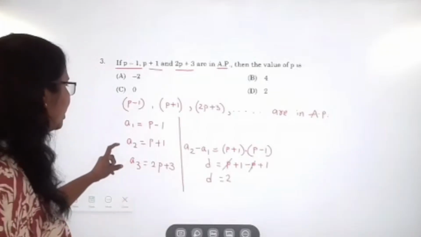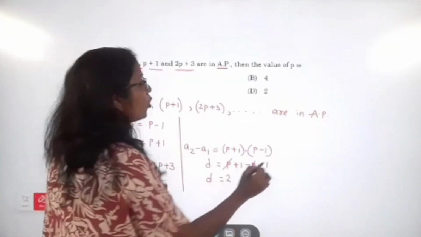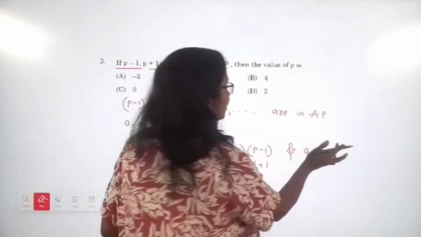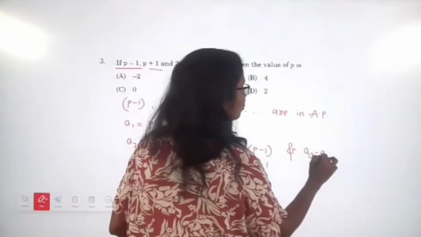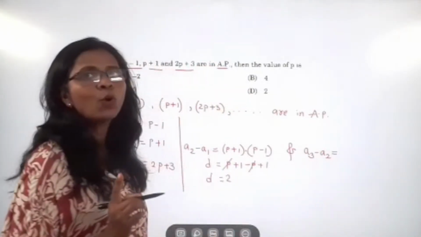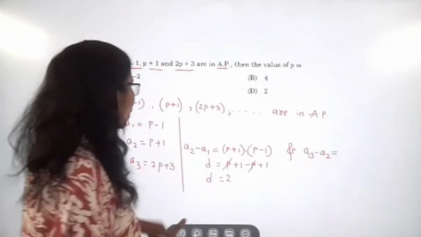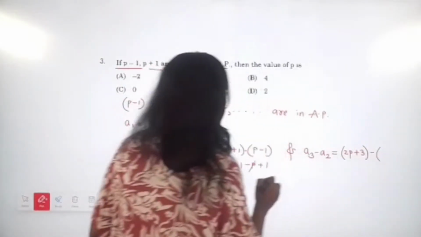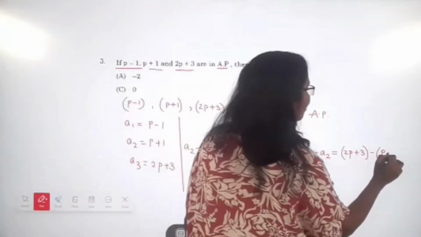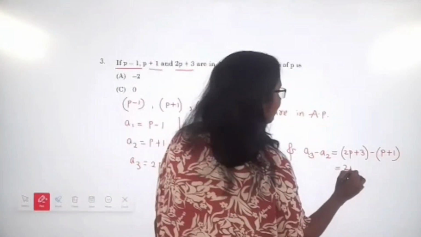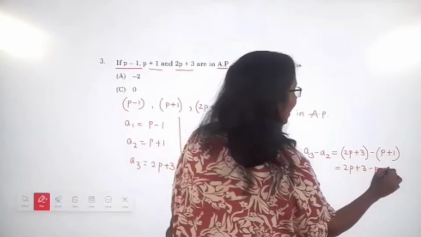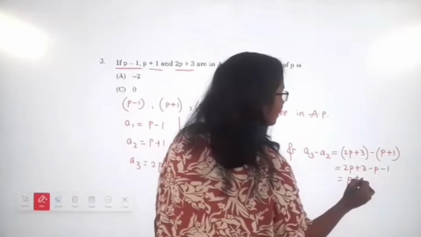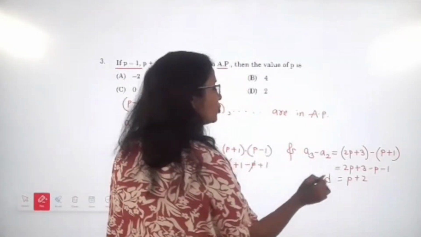And from A2 and A3, we also get that A3 minus A2 will also be equal to the common difference. A3 is 2p plus 3, and A2 is p plus 1. So here 2p plus 3 minus p minus 1. So 2p minus p means p, and 3 minus 1 means 2. So it is also the common difference.